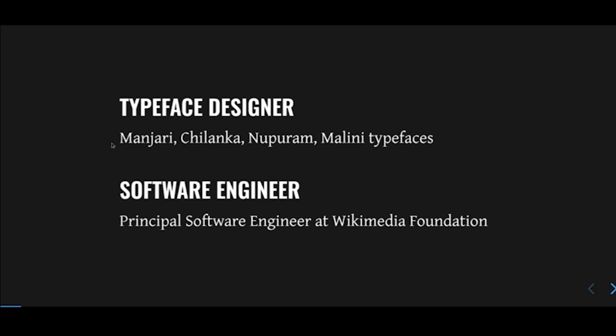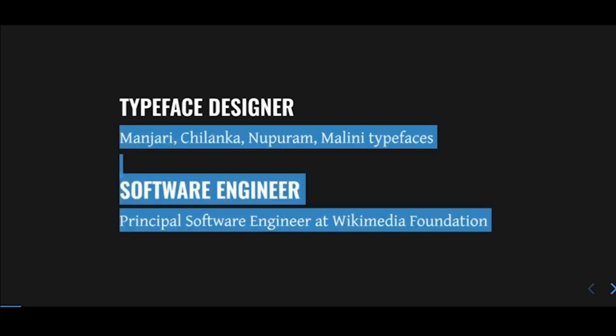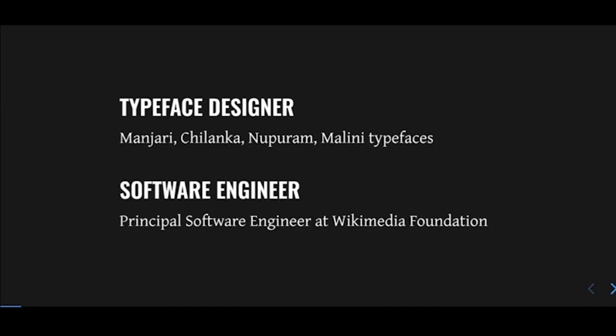The first two fonts listed here, Manjari and Chilenga, were designed a few years back. They were designed by manually drawing the curves. The last two, Nopuram and Malini, are variable and color fonts. In the next 20 minutes, I'm going to talk about the technology used behind these fonts, which is MetaFont. All of these fonts are free and open source fonts.